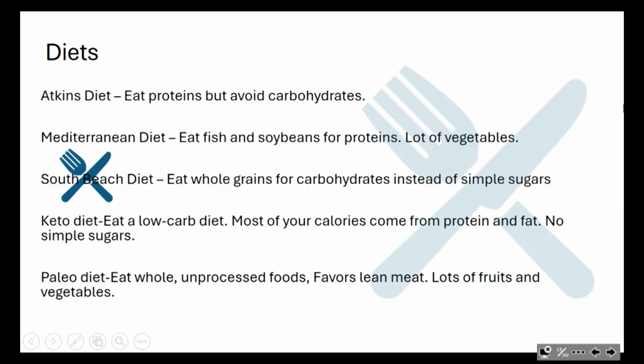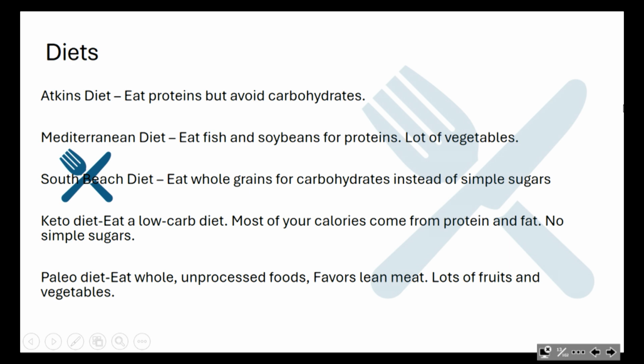Another type of diet is called the South Beach diet. Okay, here we're eating whole grains for carbohydrates instead of simple sugars. So what that means is nothing sweet, no Cokes, no sodas, no candy, nothing sweet. Instead, we're eating whole grain, like whole grain bread. It's bread and pasta and rice that hasn't been processed very much. So it's a very natural type of diet to follow.